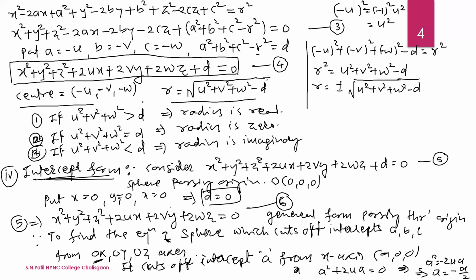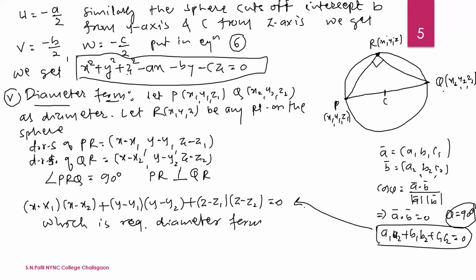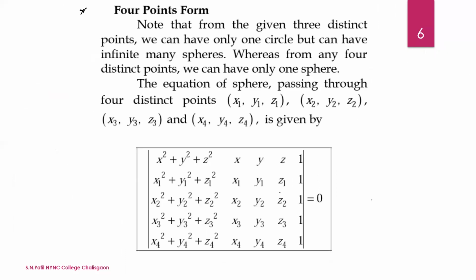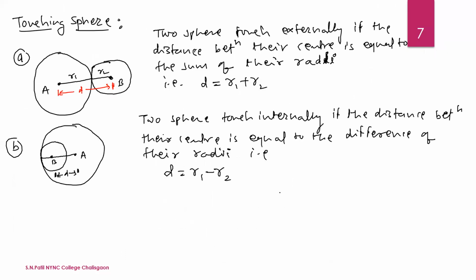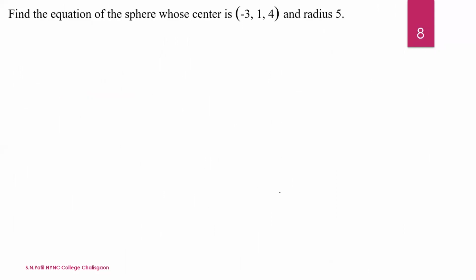Intercept form is x square plus y square plus z square minus ax minus by minus cz. Diameter form is (x minus x1)(x minus x2) plus (y minus y1)(y minus y2) plus (z minus z1)(z minus z2) is equal to 0. Then the 4-point form, and the last is touching spheres externally and internally. Okay, let us take an example on the center radius form.